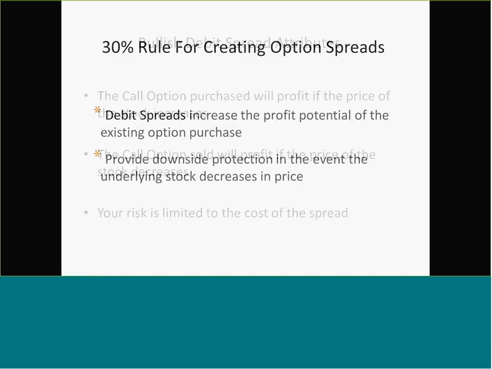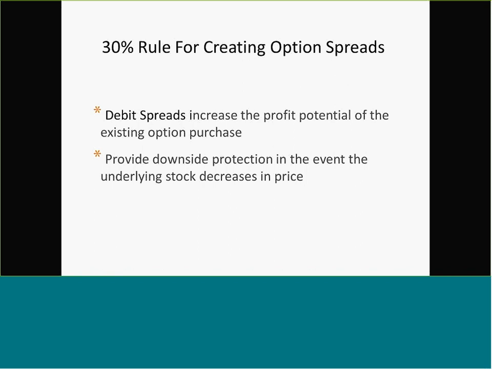So when you create a debit spread, it increases the profit potential of your existing option purchase, and at the same time, it also provides downside protection in the event the underlying ETF or stock goes down in price. So two things happen when you create these spreads. You increase the profit potential, and you also provide downside protection. So let's look at an example.